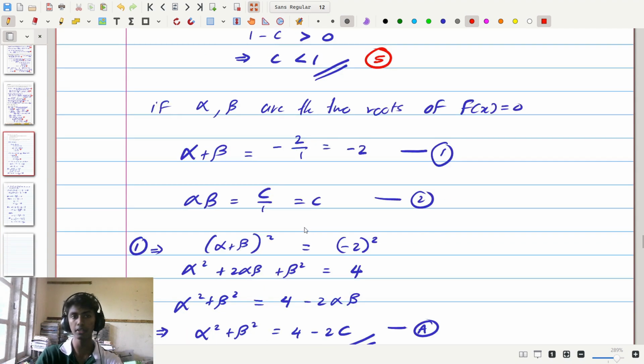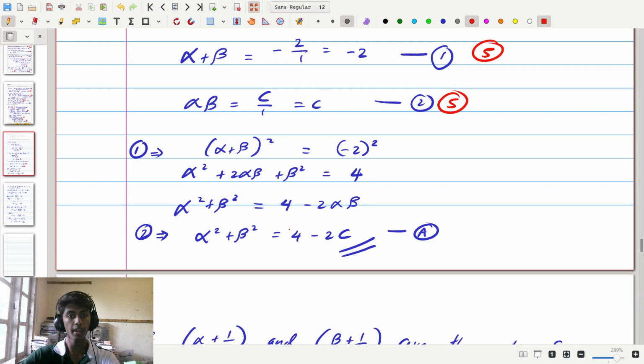Now for the next part, when you say if alpha and beta are the two roots of f(x) equals 0, then alpha plus beta is equal to negative 2 and alpha beta is equal to c. For getting this equation, you get 5 marks. And for getting this equation, you get 5 marks. Now after that, when you take this and you square alpha plus beta to get alpha squared plus beta squared, and you obtain this expression right here, you get 5 marks. And after that, when you simplify, substitute in alpha times beta as c, and then get this expression right here, you get another 5 marks for that.